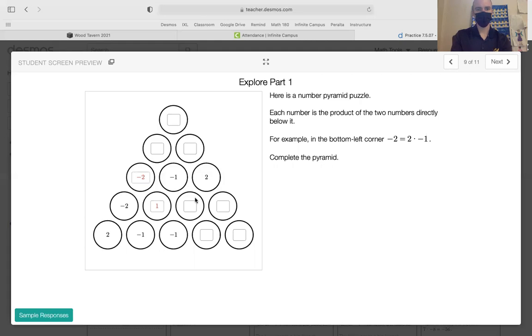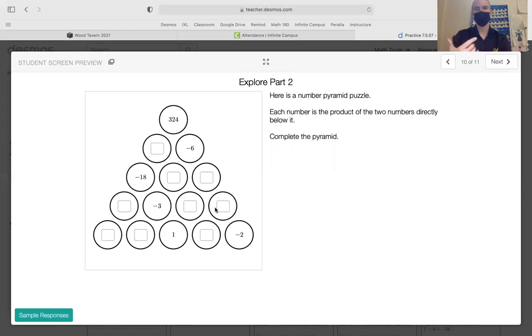Now to fill in these boxes, you kind of have to work backwards using division. -1 divided by 1 is -1. You can figure out what 2 divided by -1 is. That would go here. So basically you work your way up with multiplication, work your way down with division. I'll leave the rest for you to fill in.